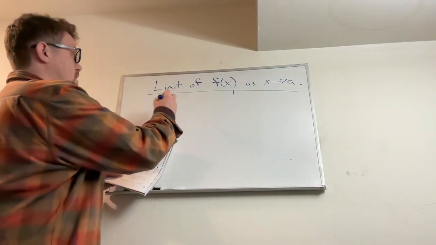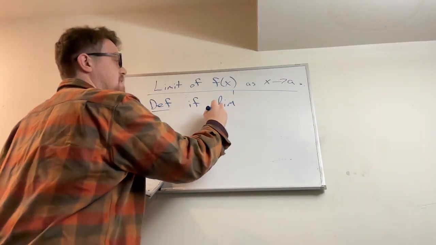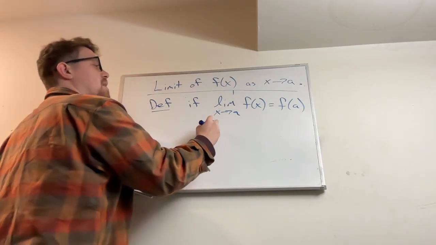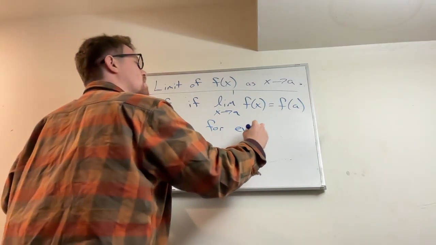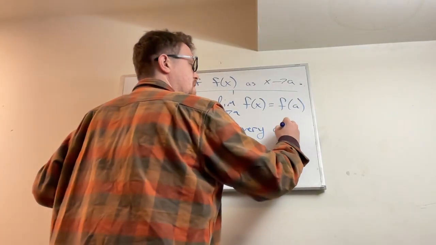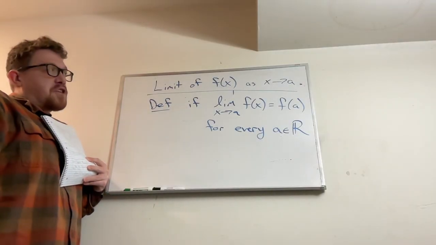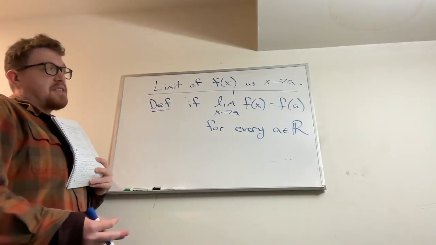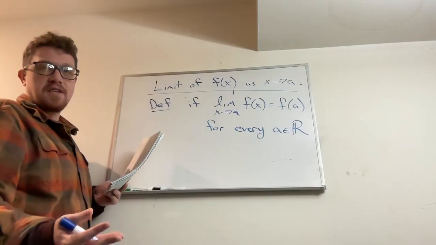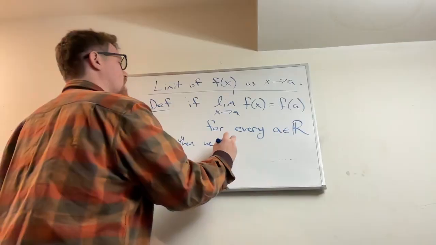And so here I'm just going to write another definition. So if the limit as x goes to a of f of x equals f of a for every a in whatever domain you're working in, usually it's all real numbers. We'll just say all real numbers for now. So if the limit of the function at a is just equal to f of a, then we say it's continuous at a, but if it's continuous at every point, then we just say it's continuous. So if it's true for every a, then we say f is continuous.